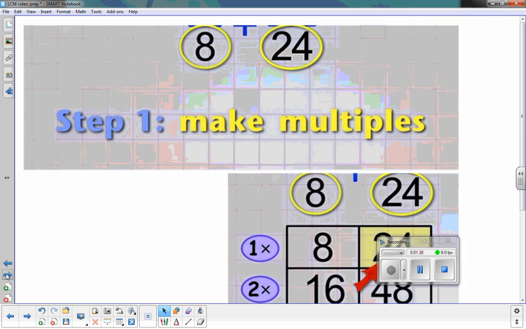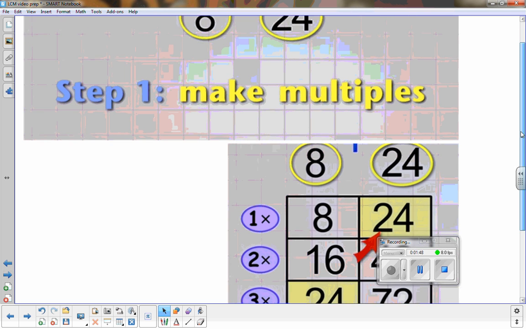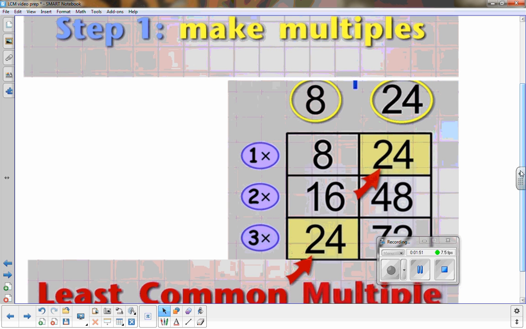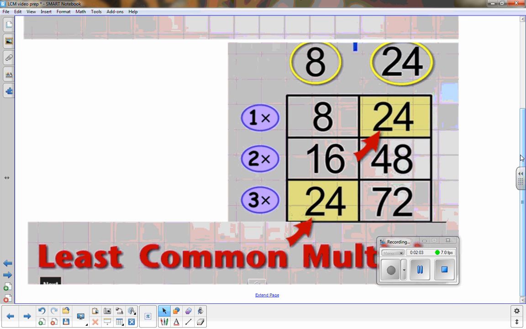So step one is to make your list of multiples. I'm going to try it with 8 and 24. When I set out multiples of 8: 8, 16, 24. Multiples of 24: 24, 48, 72. I didn't even need to continue filling in the chart here, because right away I can see that 24 is the least common multiple of 8 and 24. So it can be one of the numbers that you're working with. So L, least, C, common, M, multiple.